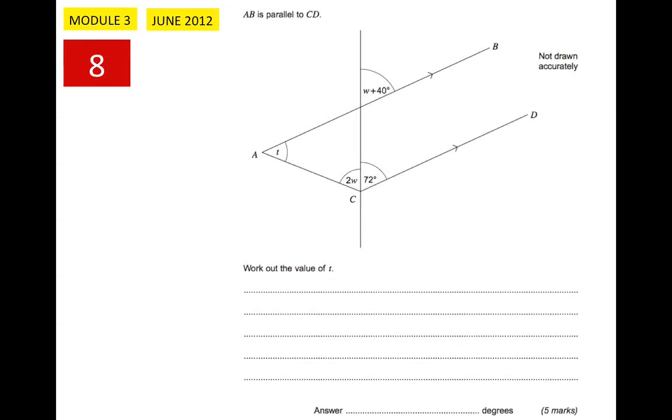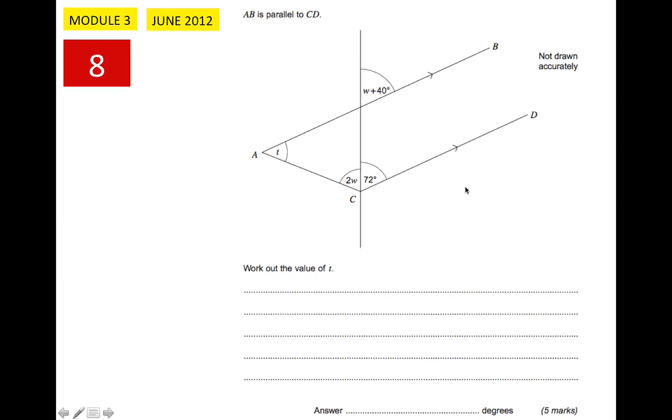Okay, so here's an exam question about angles. So we've got a diagram there. It says AB is parallel to CD. Now that's important because we have lots of rules relating to angles and parallel lines. And it says work out the value of t.